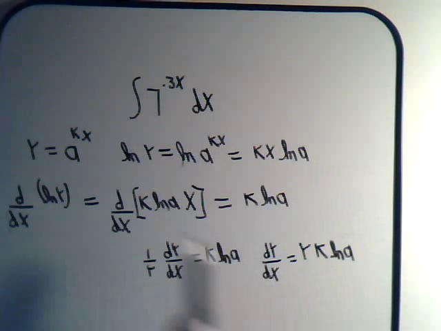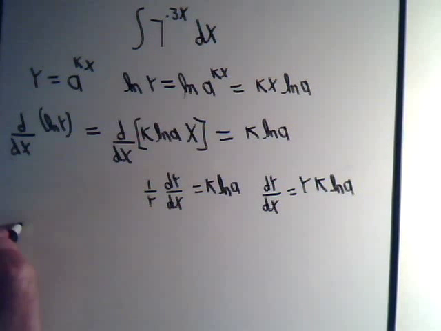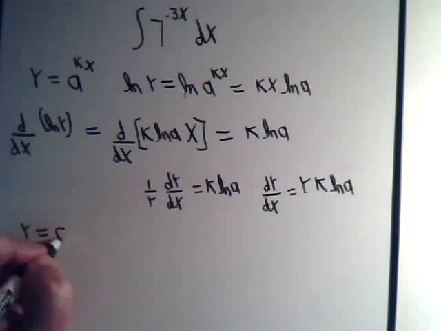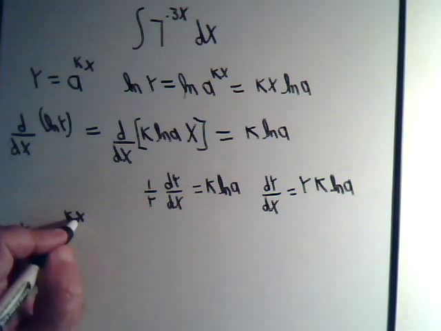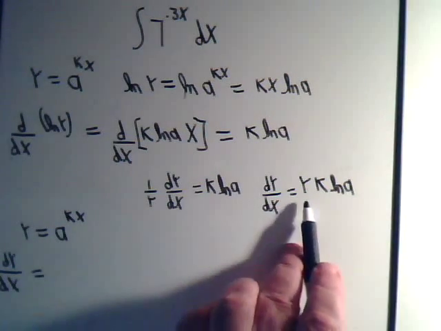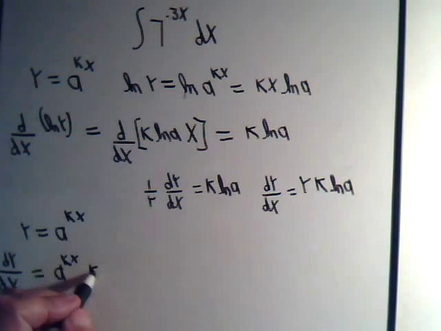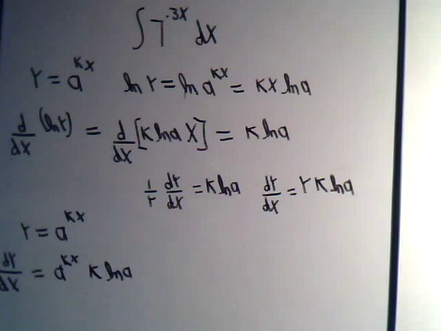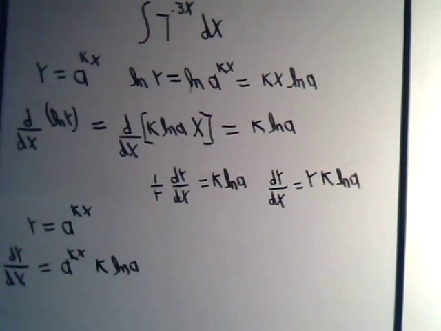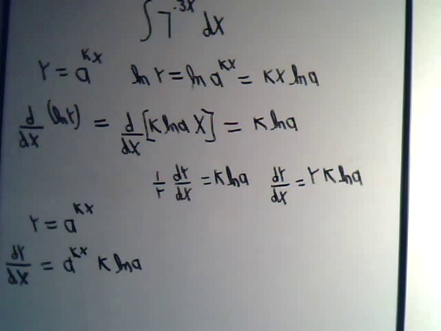But remember what y is. y equals a to the kx. So what we have is, if y equals a to the kx, dy dx equals y, that's this, a to the kx times k times the natural log of a. So finding this derivative is actually pretty simple.